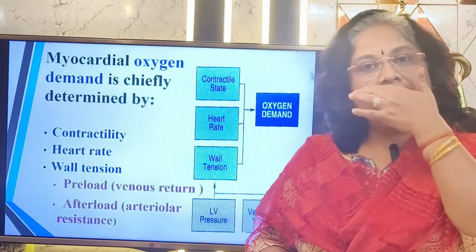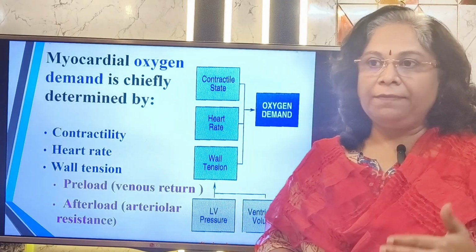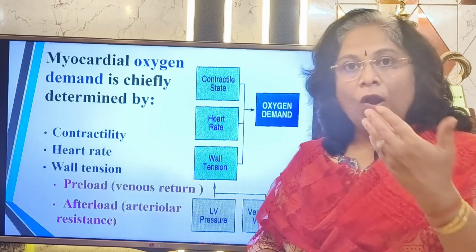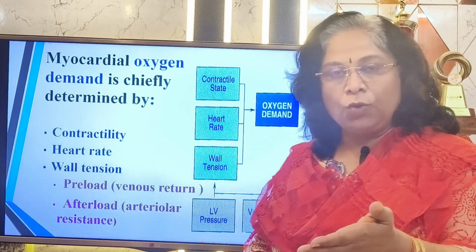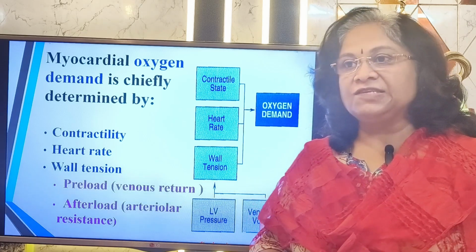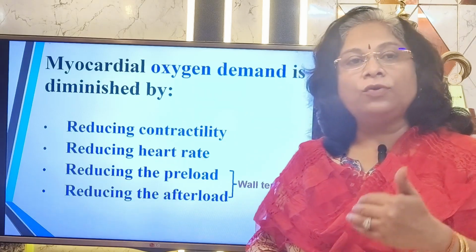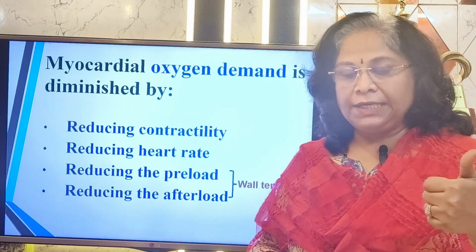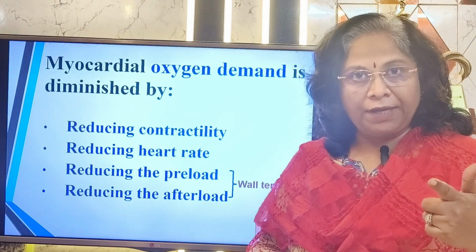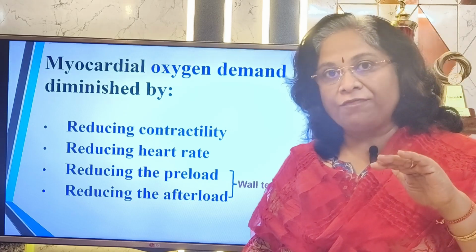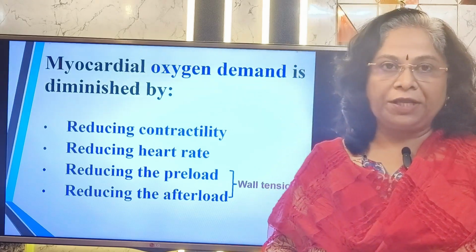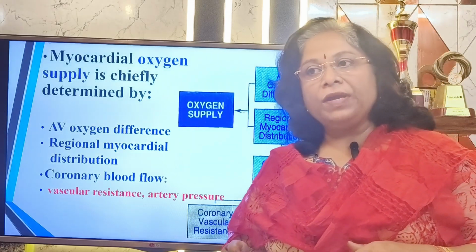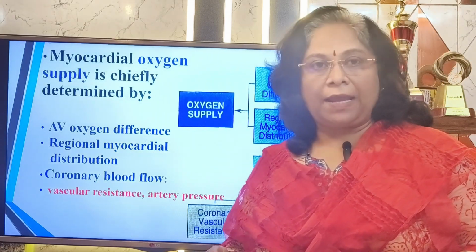So myocardial oxygen demand is chiefly determined by these three factors: contractility, heart rate, and wall tension, and wall tension in turn is determined by preload and afterload, which we already discussed in detail. So if you have to diminish the oxygen demand, then we can reduce the contractility, we can reduce the heart rate, we can reduce the preload and afterload, thereby reducing the wall tension. Now we are coming to the second part, that is how we can improve the oxygen supply.